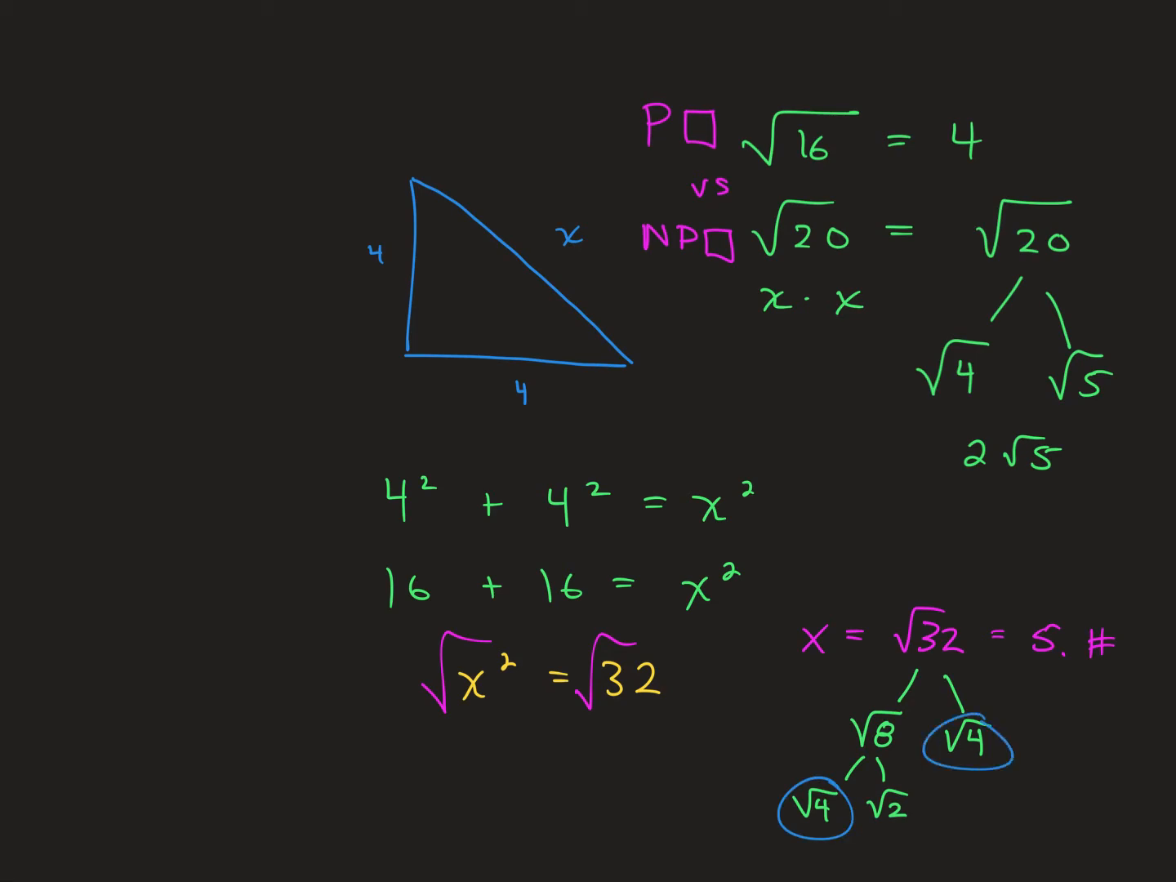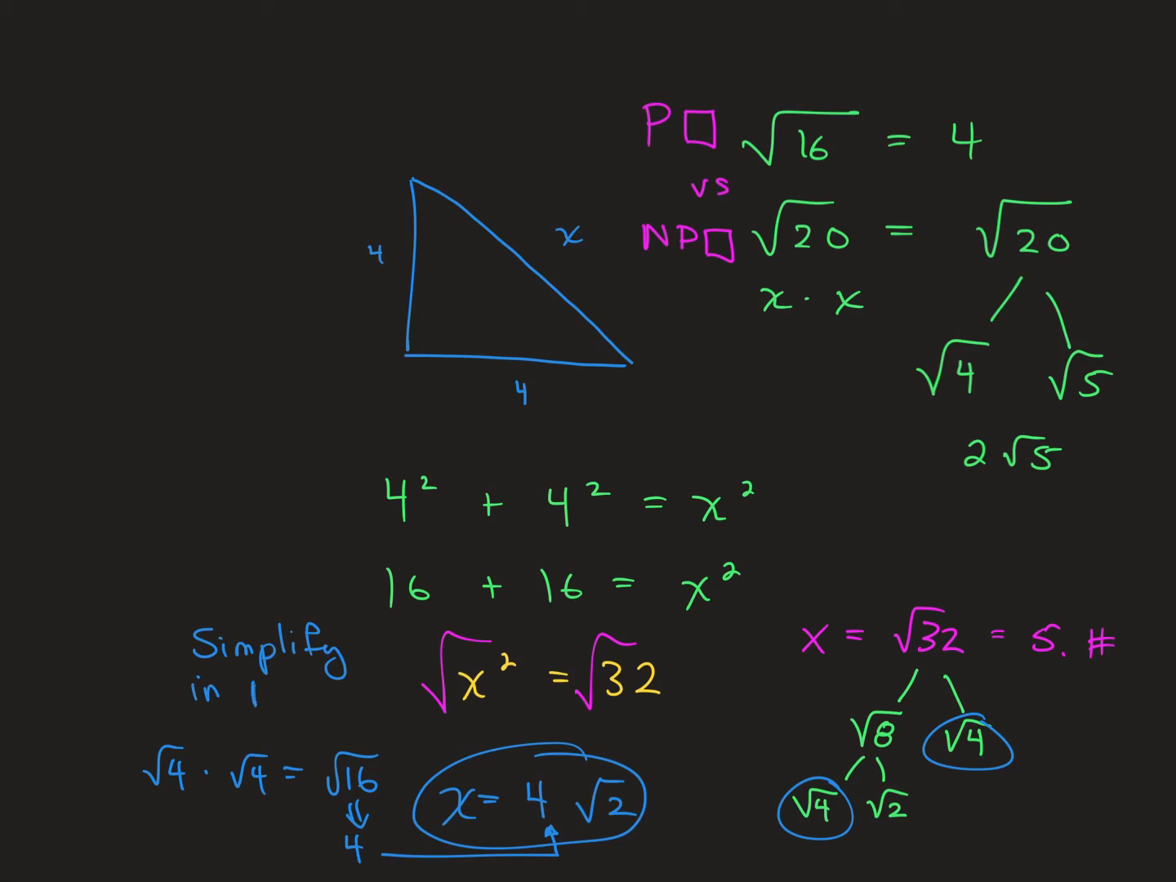and I know I could break down this 8 into 4 and 2, and I have a repeat of a perfect square radical 4, so my answer would actually end up being x is equal to 4 square root of 2. And if you don't understand that repeat, square root of 4 times square root of 4 is square root of 16, and square root of 16 is 4. That's where that comes from. And this would be your answer here if they were asking for simplify in radical form.